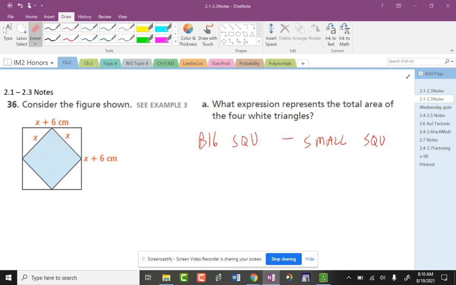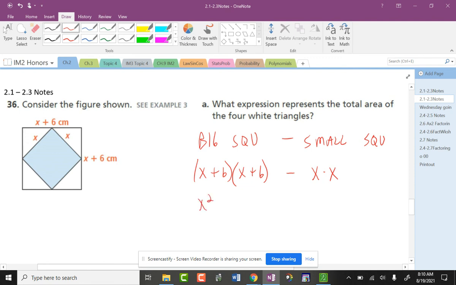And of course, area of a square is length times width, or side squared. I could put it like that, x plus 6 squared, and I think that's the point, what they wanted you to do there. Area of a square is side squared, but I'm going to go ahead and make it a 2-2 question, if you will. And then small square is just x times x, which is x squared.